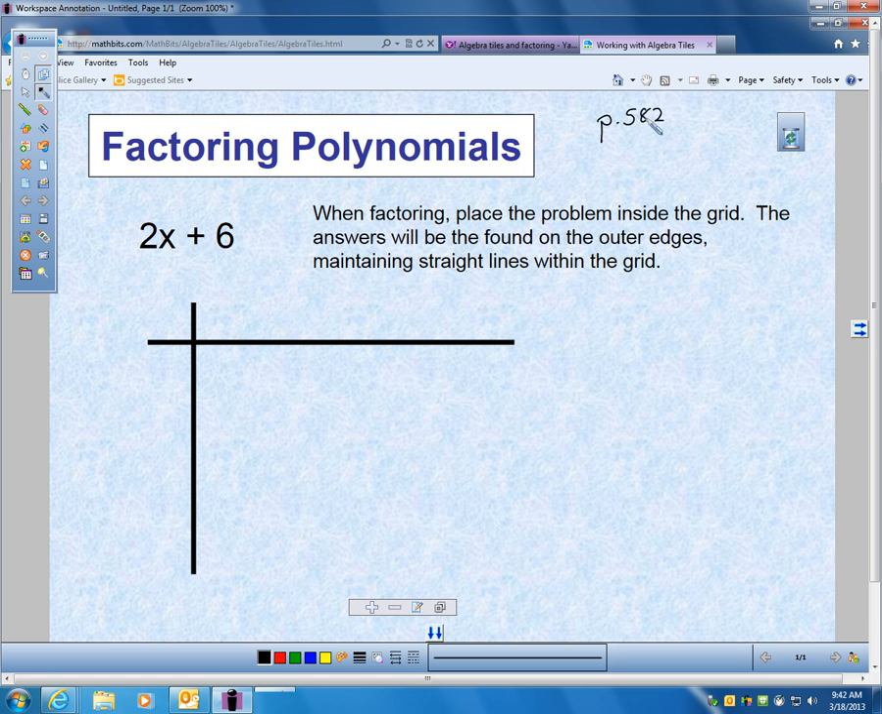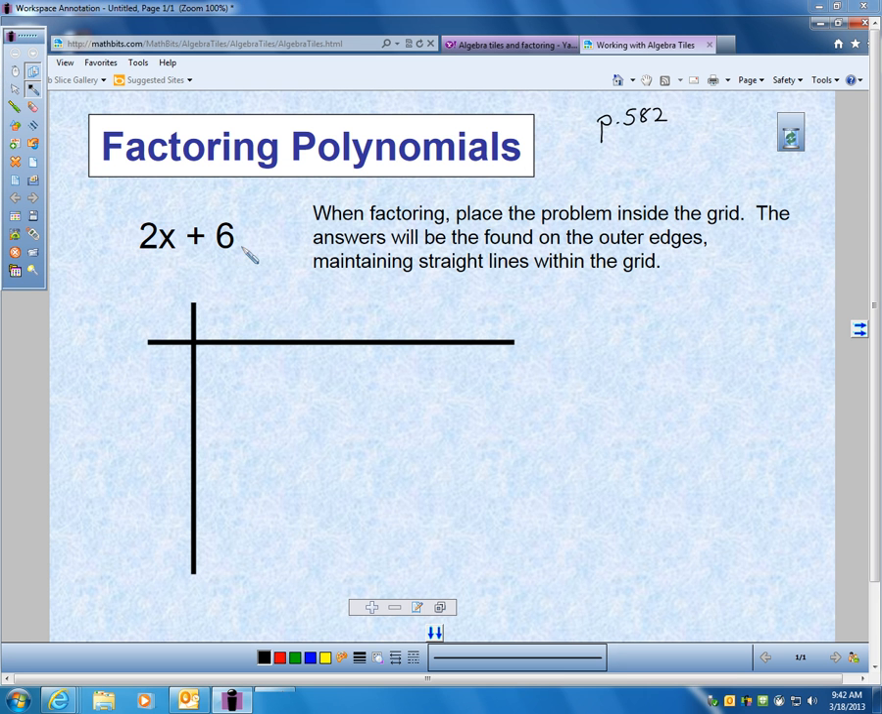And this little PowerPoint I found online is a really good way to show how to factor a polynomial. So we're going to start with something really basic, even before a trinomial, just this binomial, 2x plus 6. Okay? So it says here, when factoring, place the problem inside the grid. The answers will be found on the outer edges, maintaining straight lines within the grid. So in other words, I want to take 2x plus 6 and arrange it in here.